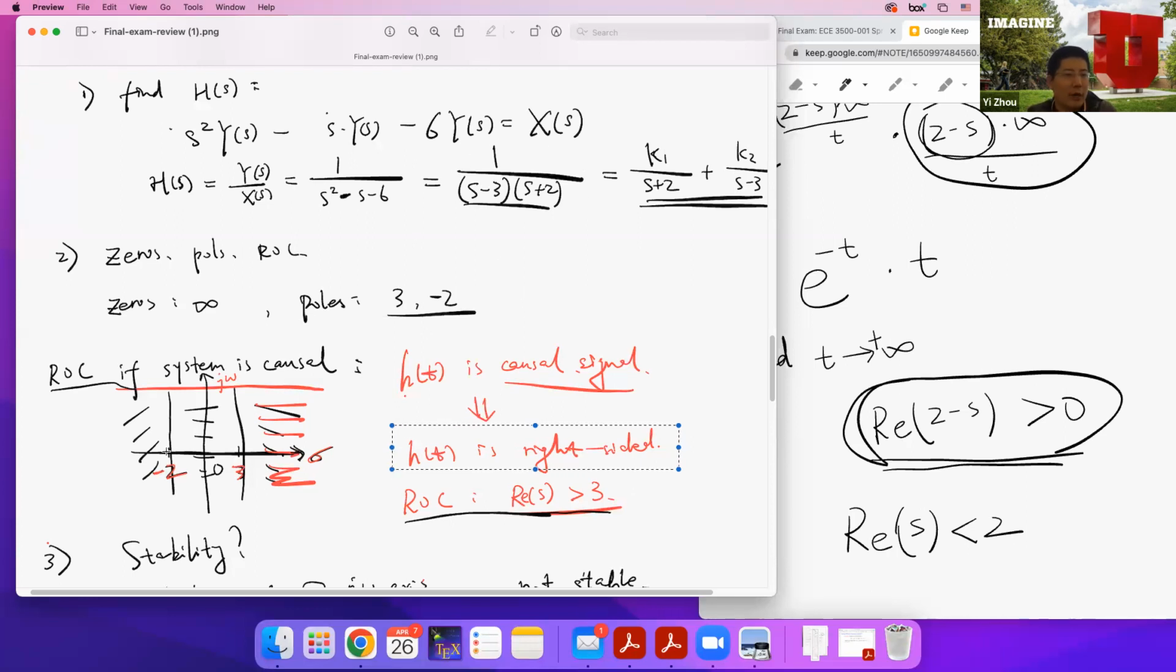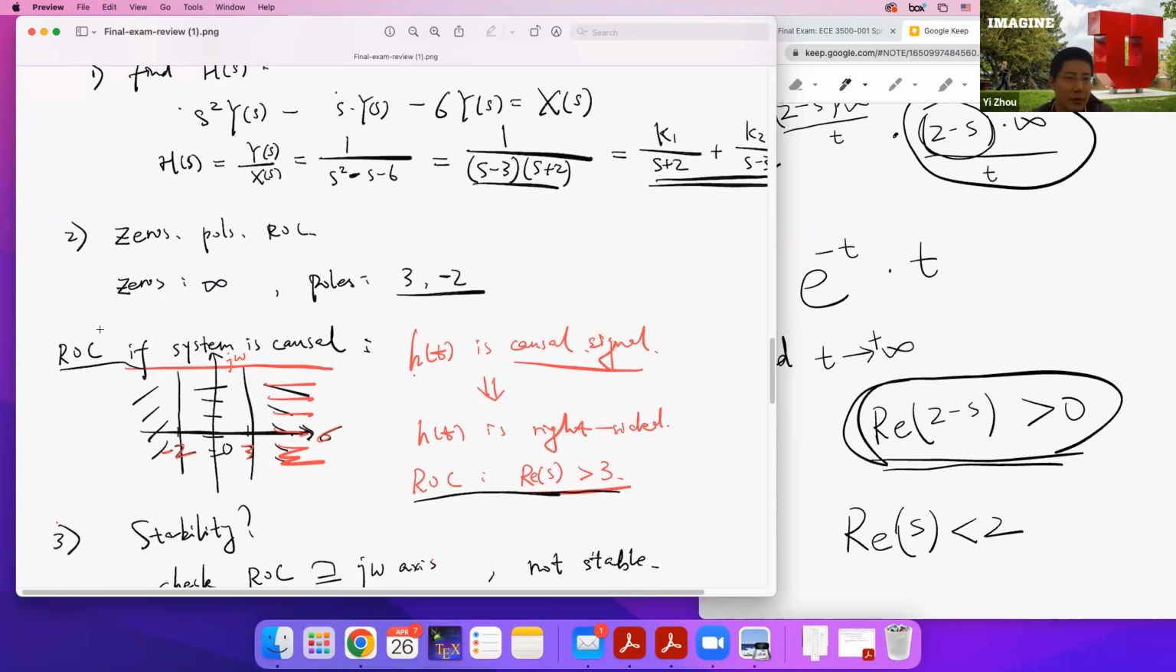So in this case, we have 2 poles. One is -2 on the left-hand side of the y-axis. One is 3. So the ROC for a causal system is to the right of the rightmost pole. So in this case, it is Re(s) greater than 3. Okay, so in this case, the rightmost pole is 3. Right? Because infinity is a zero, it's not a pole. So this is the region of convergence for a causal system.